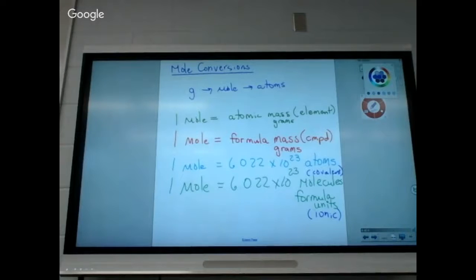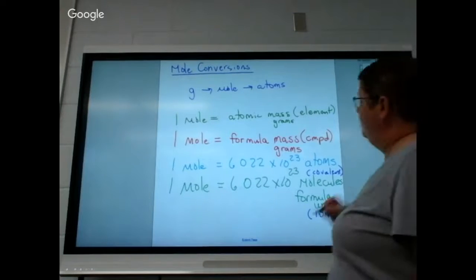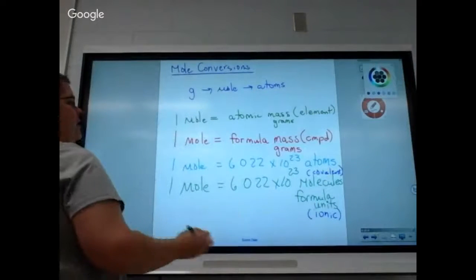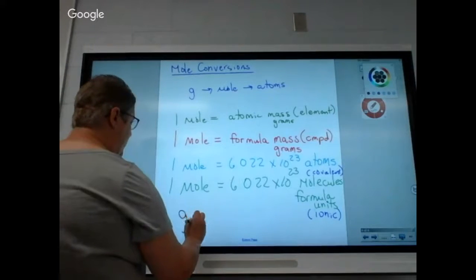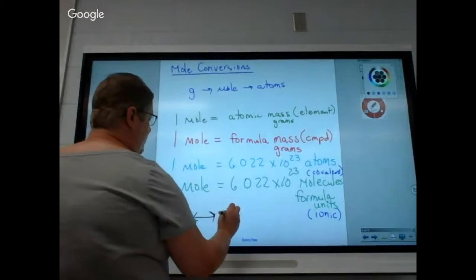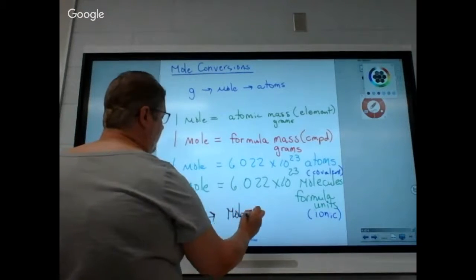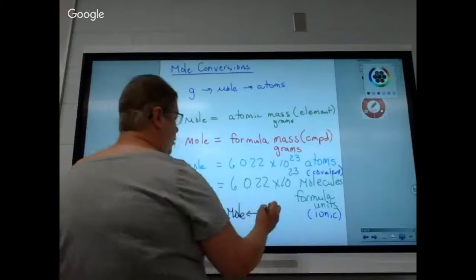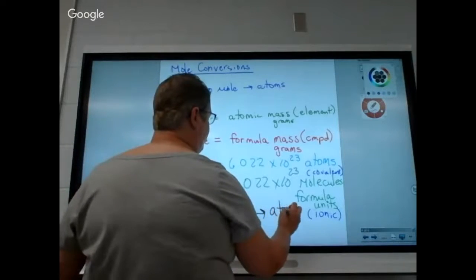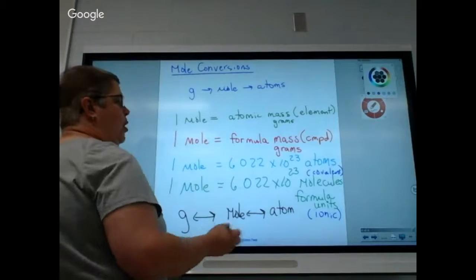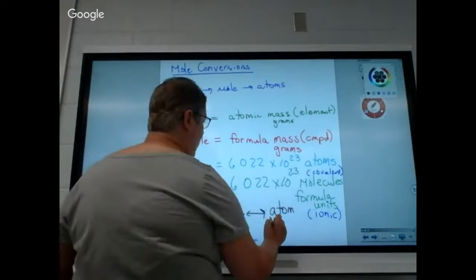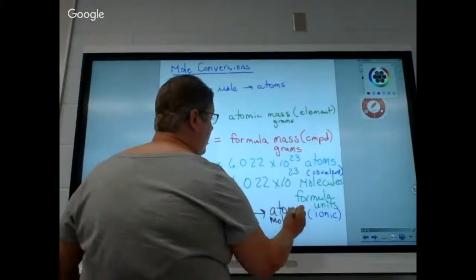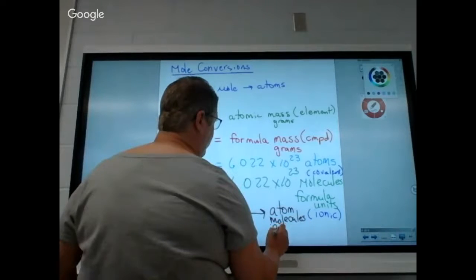So if I redo my flow chart up there from the top of the page, have I really changed anything about grams? No, I have not. I have changed absolutely nothing about mole. But now, where I have atoms, what else am I going to also put in the same spot? Now I'm going to put molecules over here, and I'm going to put formula units over here.